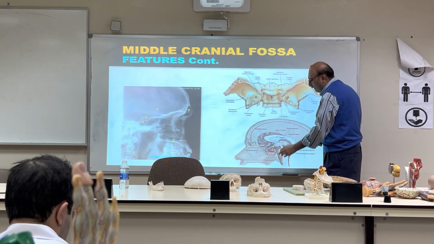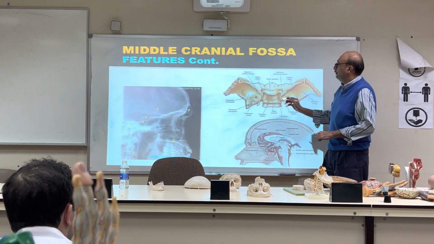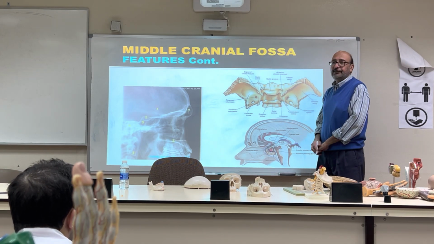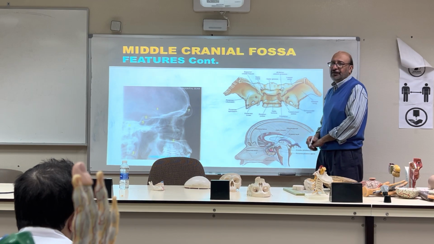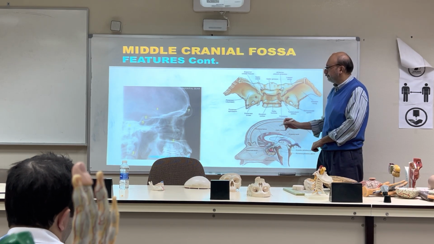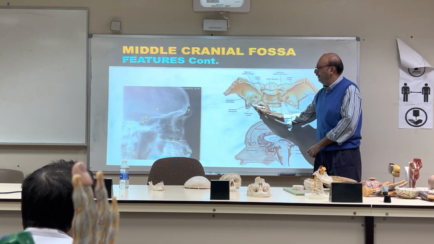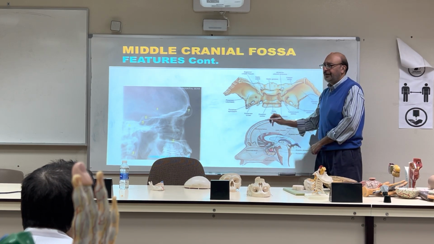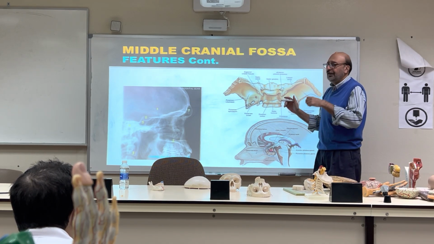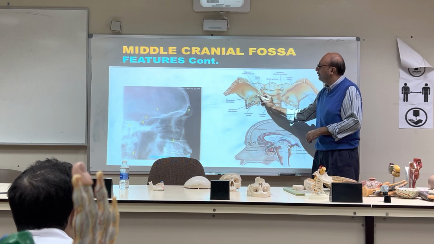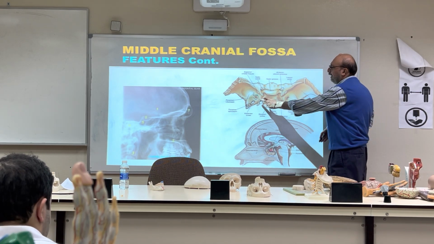Another thing, what other structures can you see here? Yes, optic canal, sulcus chiasmaticus, foramen spinosum, ovale, and here foramen lacerum. Now here you can see in a different angle a new foramen here, rotundum. Foramen rotundum.